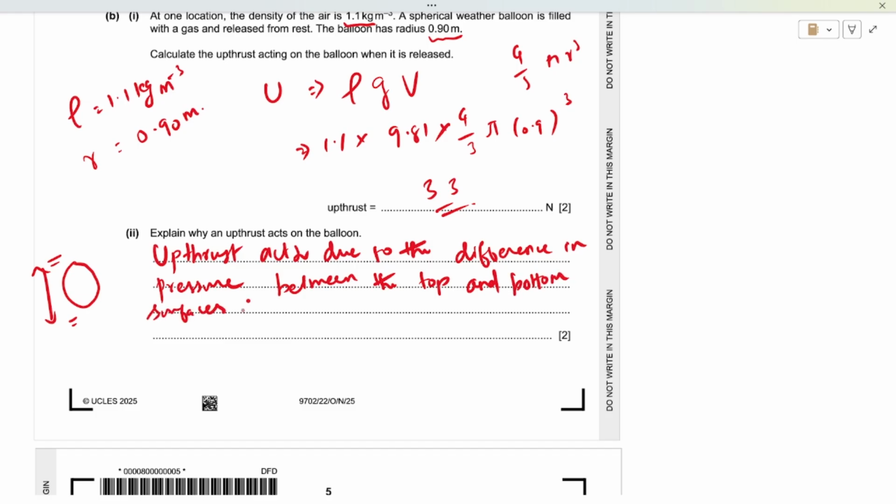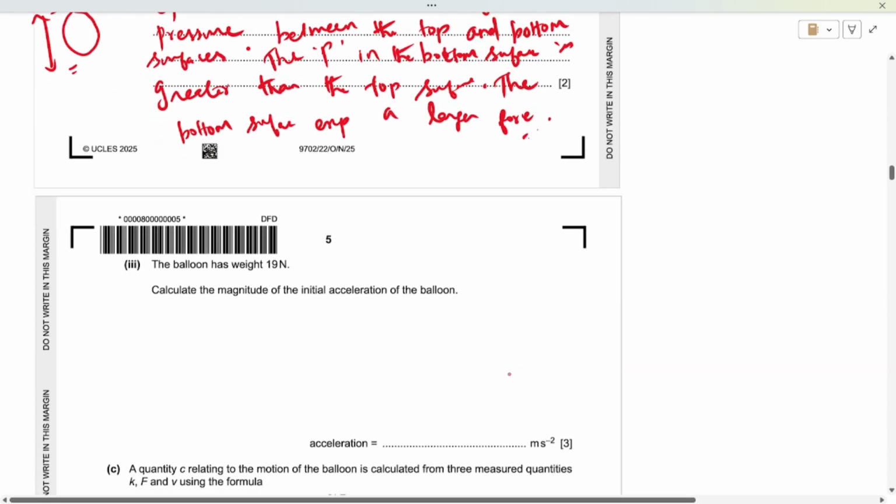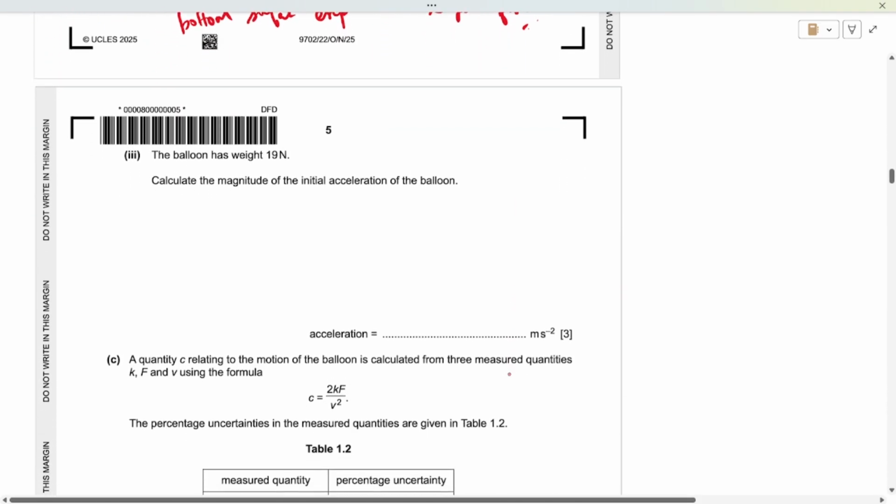We also know that the pressure at the bottom surface is greater compared to the top surface of the balloon. So we can also say that the bottom surface experiences a larger force. So this is the answer for the subdivision 2, question number 1, B2.